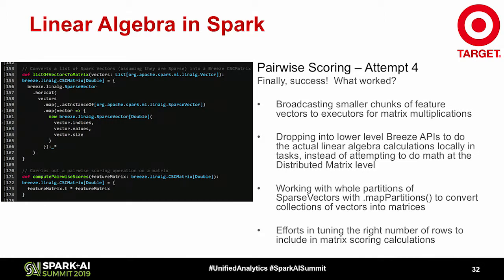And so I was able to grab the partition of vectors, grab the broadcast of vectors, and then take those and use this list of vectors to matrix function to turn them into a Breeze sparse matrix representation. And then to actually get the scores, I leveraged this compute pairwise scores function at the bottom, which operates on Breeze sparse matrices. And then it does exactly what I would have expected in those early slides of how I thought the APIs should work.